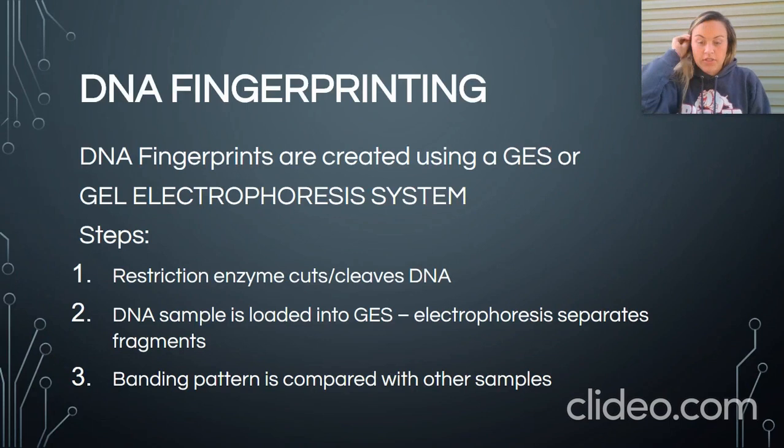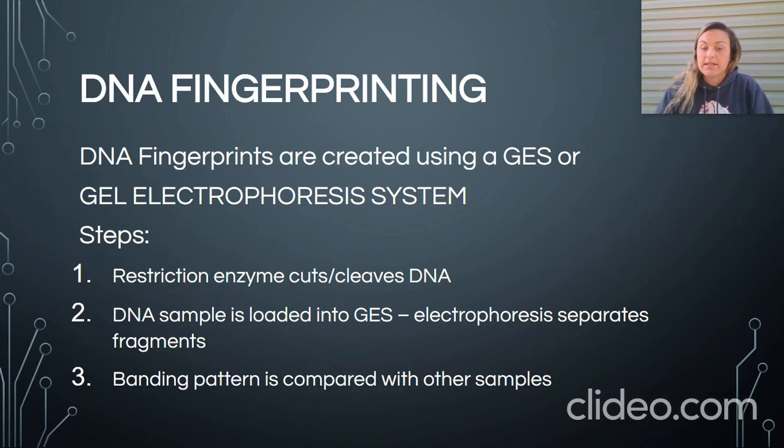All right, so the first thing in your notes that you read through was all about DNA fingerprinting. And DNA fingerprints are basically created using a GES or gel electrophoresis system. And the steps involved in that are that the restriction enzyme cuts or cleaves the DNA. So you'll see the letter C to represent either cut or cleave. So it's cutting it like a pair of scissors.